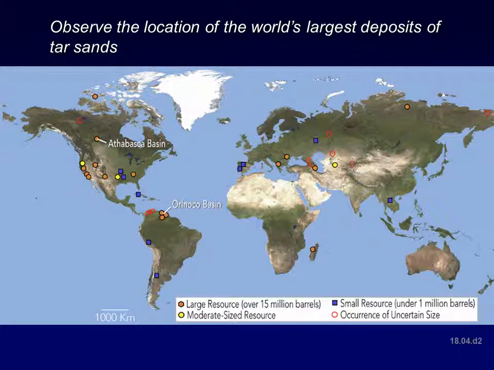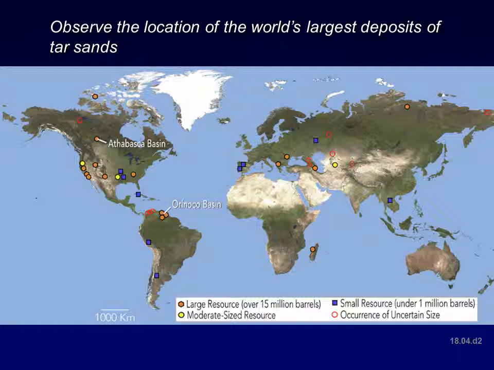Alright, this map is showing us the locations of the world's largest deposits of tar sands. Tar sand forms when oil seeps into unconsolidated sand or consolidated sandstone. The bacteria degrade the oil into a thick sludge. So they're breaking down the oil. They eat up the oil, basically. And what's left is a very degraded oil.